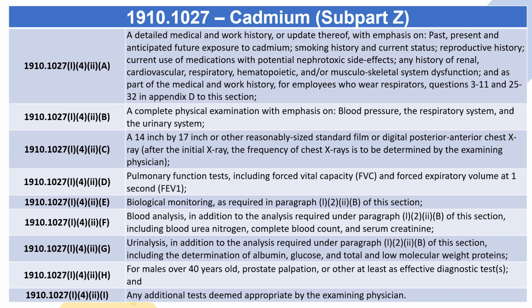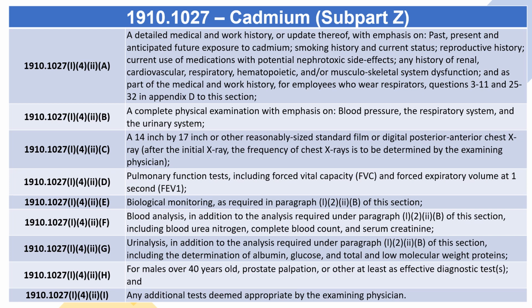A complete physical examination with emphasis on blood pressure, the respiratory system, and the urinary system. A 14-inch by 17-inch or other reasonably sized standard film or digital posterior anterior chest X-ray. After the initial X-ray, the frequency of chest X-rays is to be determined by the examining physician. Pulmonary function tests, including forced vital capacity, FVC, and forced expiratory volume at 1 second, FEV1. Biological monitoring, as required in paragraph L2(2)(b) of this section.